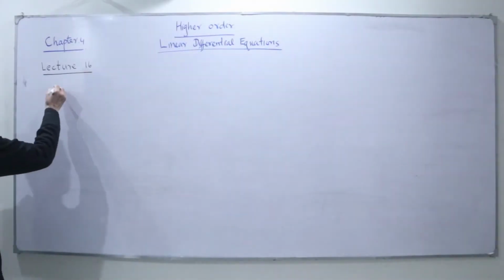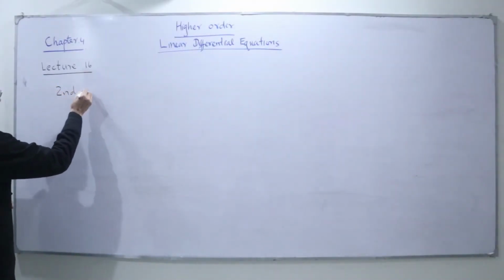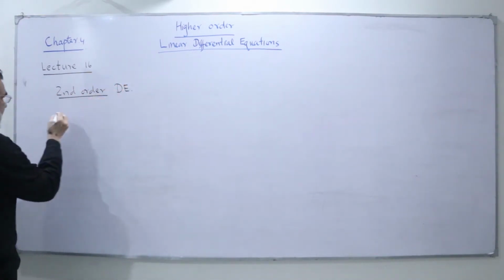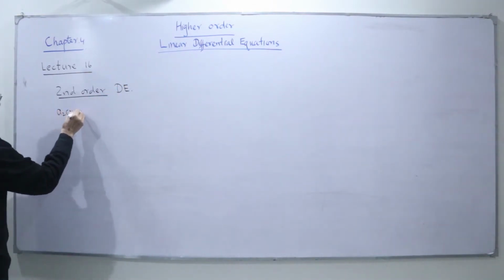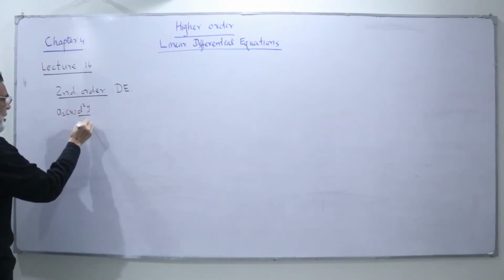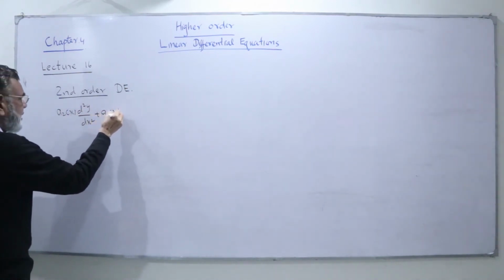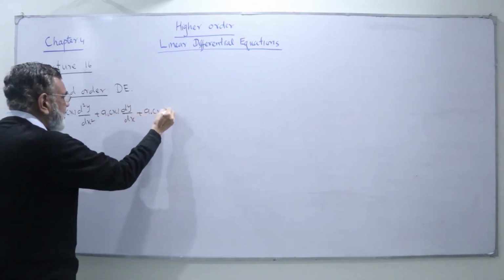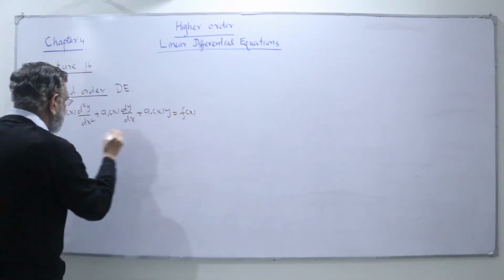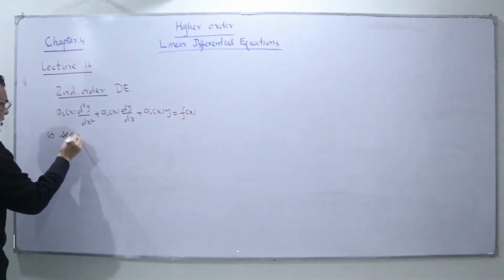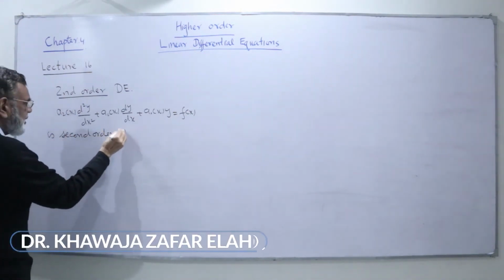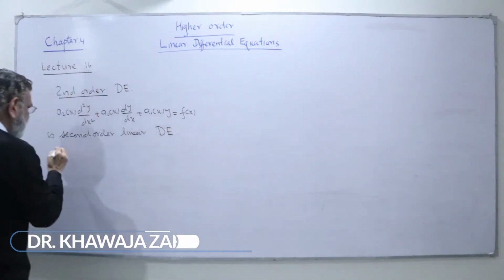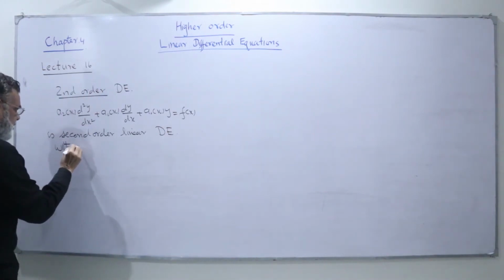As I told you, second order differential equations are important. When I want to write a second order differential equation in general form, I write a2(x) d2y/dx2 plus a1(x) dy/dx plus a0(x) y equal to f(x). This is a second order linear differential equation with variable coefficients.